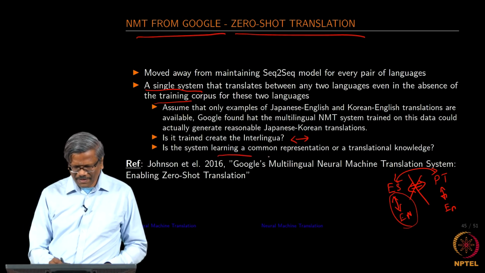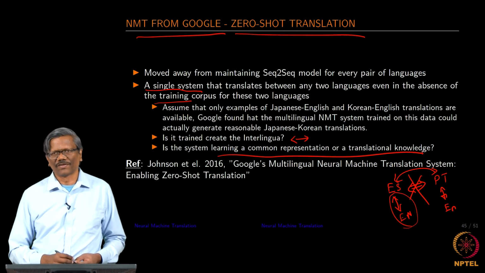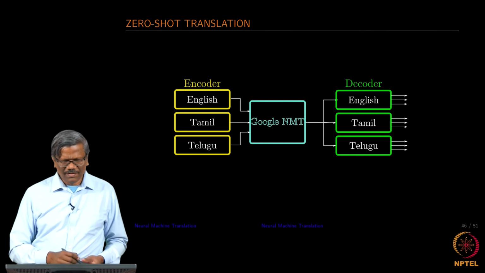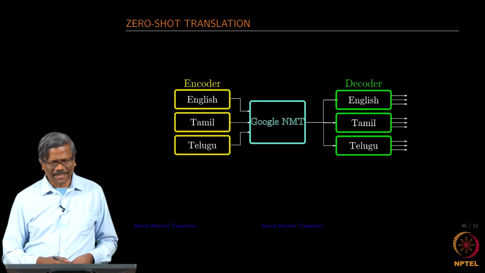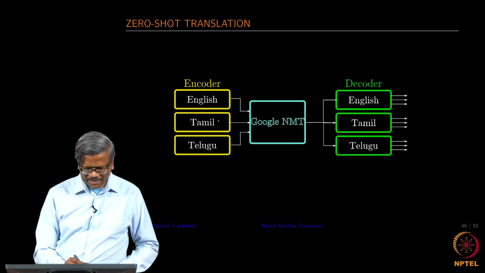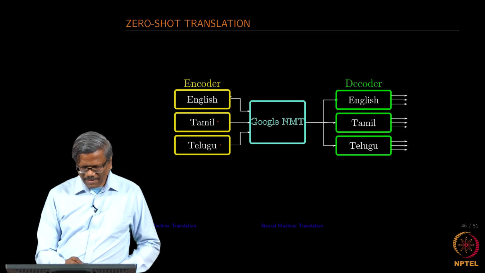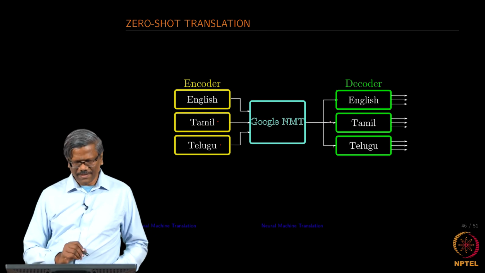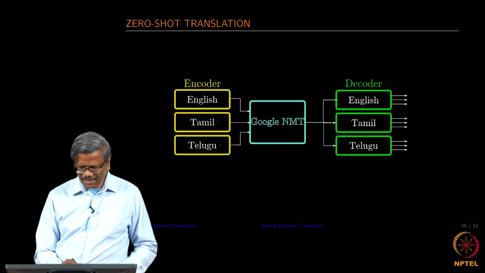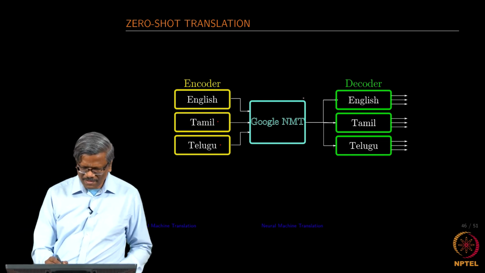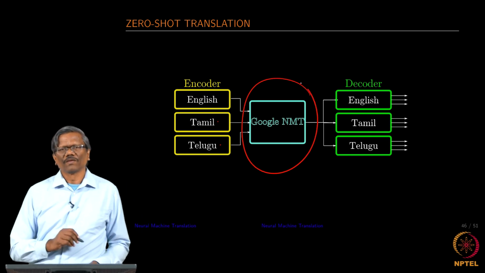So, they are also trying to see if there is a common representation or translation knowledge that is possible to create. So, this is their architecture. In their encoder they have English. I am taking two Indian languages, Tamil and Telugu. I have English to Telugu, English to Tamil translation, and then Tamil to English and Telugu to English. So, this is the box that we are going to be training.